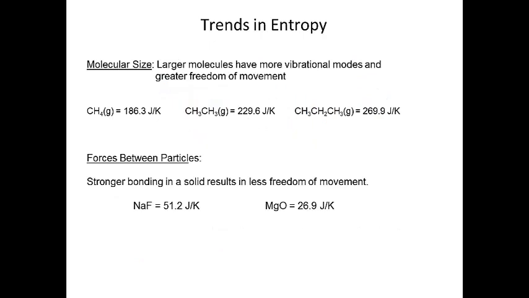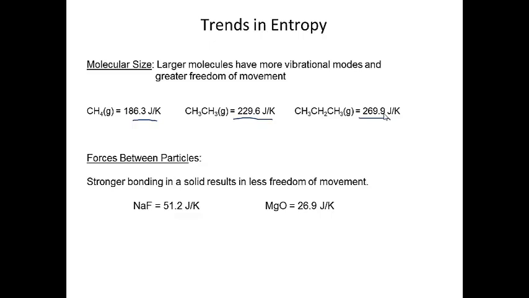Molecular size plays a role, and in general, larger molecules have greater entropy because they have more ways they can move. The atoms inside the molecules can vibrate and move around, and the way they vibrate and move around increases with the more atoms they have. And so if you look at a series of hydrocarbons, methane is very small. It's only got one carbon and 4 hydrogens, and it has an entropy of 186 joules per Kelvin. Ethane, on the other hand, is a somewhat larger molecule, and it has a larger entropy. And propane is larger yet, and it has a larger entropy.